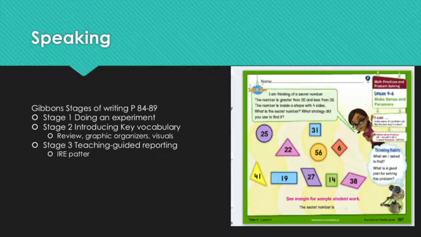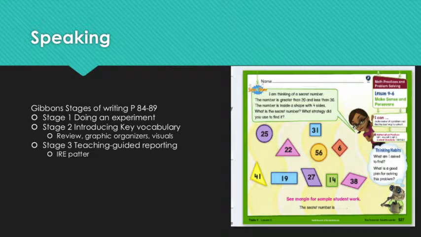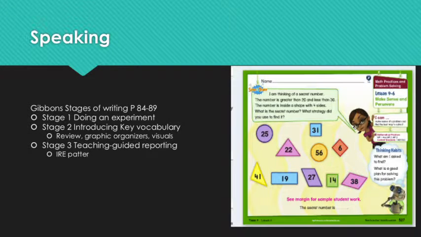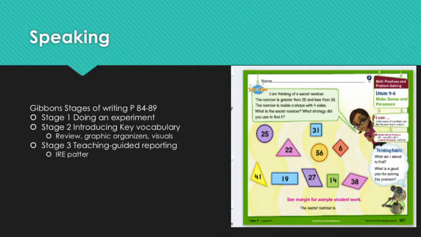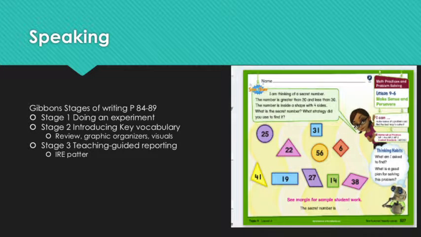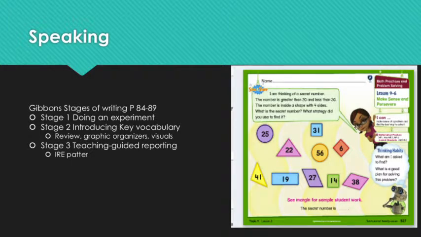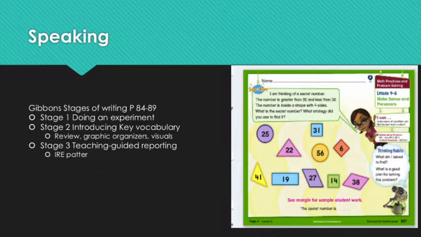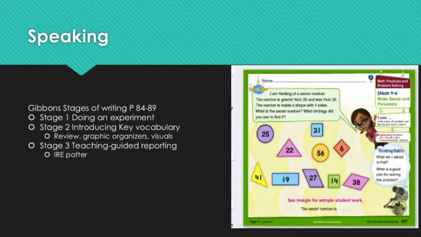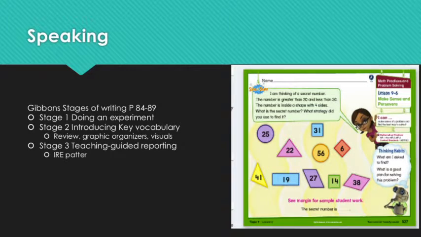For my final domain that I will focus on, it is speaking. For speaking, I got the strategy from Gibbons, the stages of writing, pages 84 through 89. She has 4 different stages. Stage 1 is where students are doing the experiment, and in this case, we are solving the math problem together.